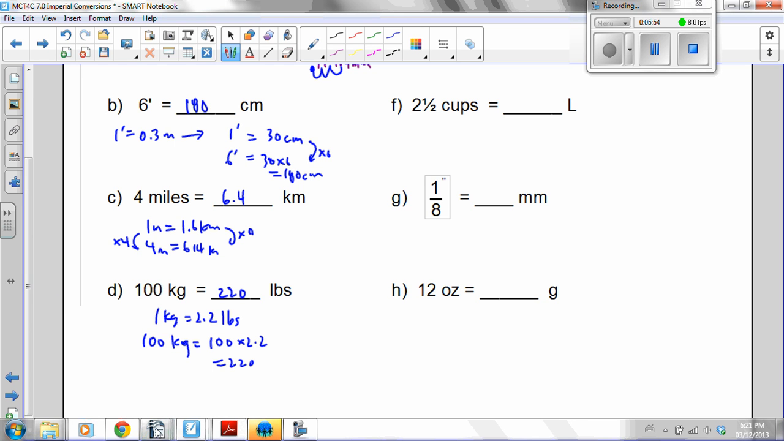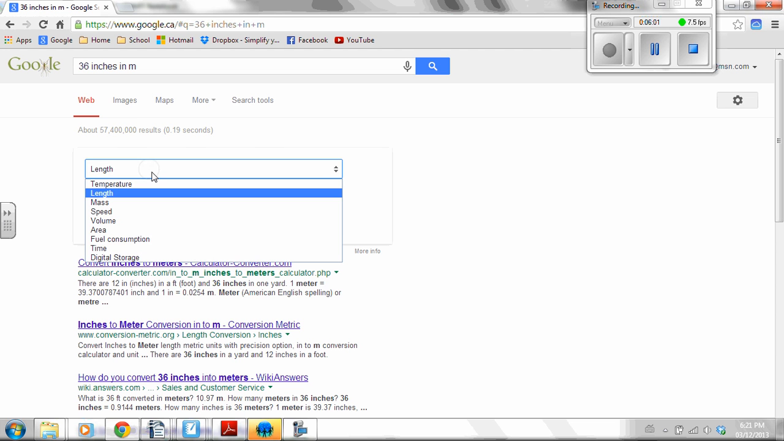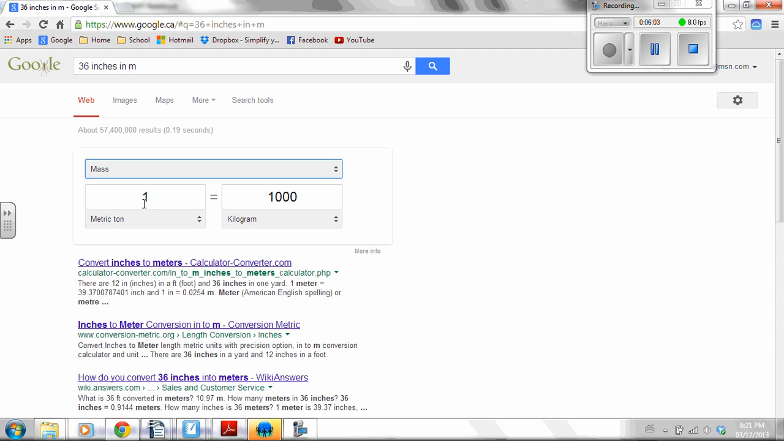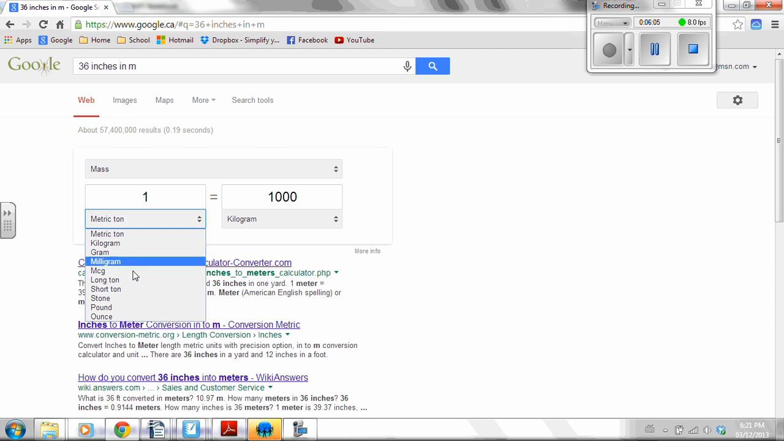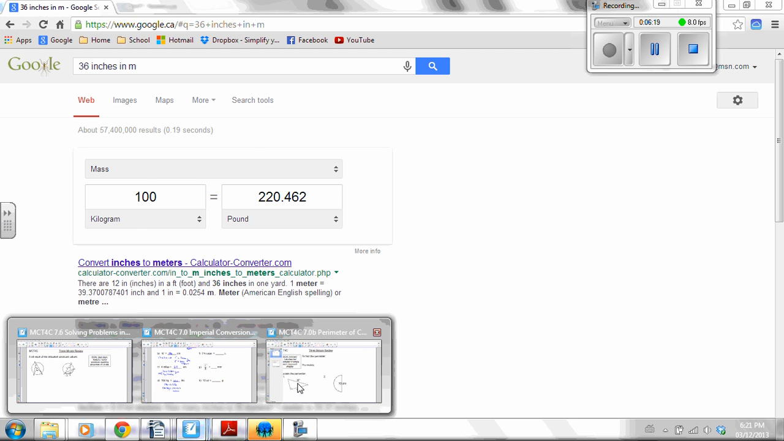And we can check these all on Google. I'm going to go back and check one on Google right now. So notice that here's our conversion on Google. This was a mass one, and we had 100 kilograms, and we wanted to change that into pounds. So we could change that and get that real quick, 220, and we were right bang on the money.